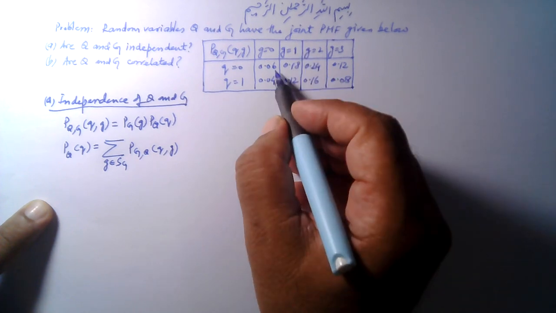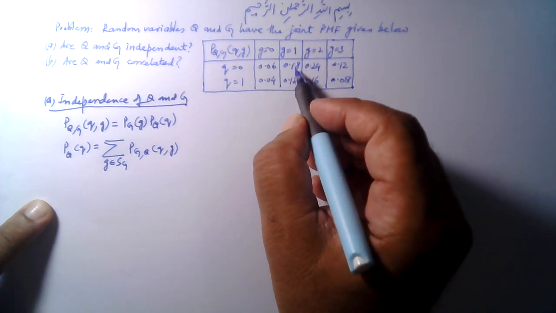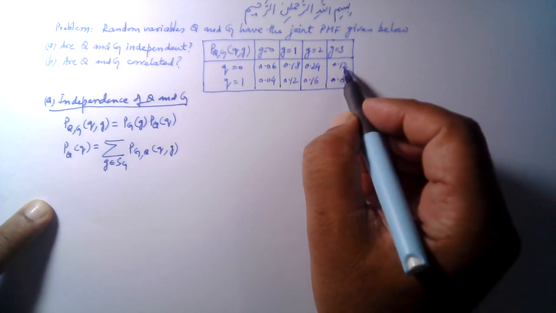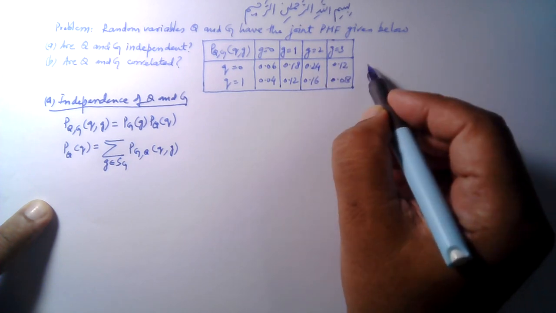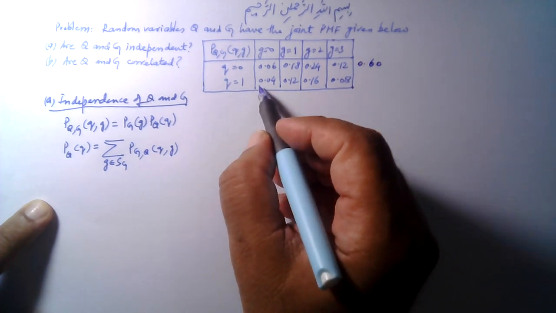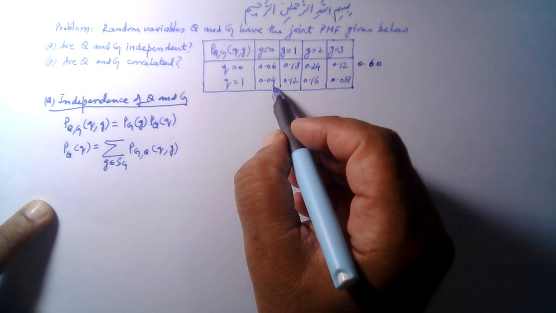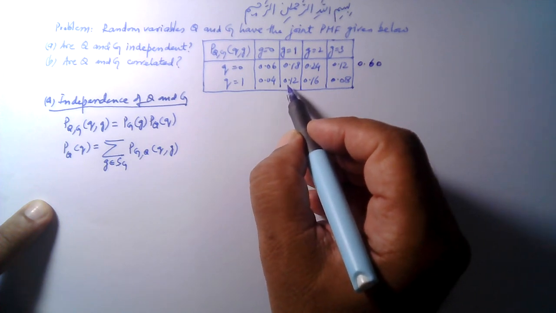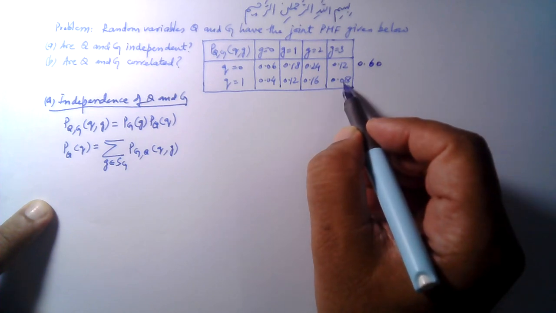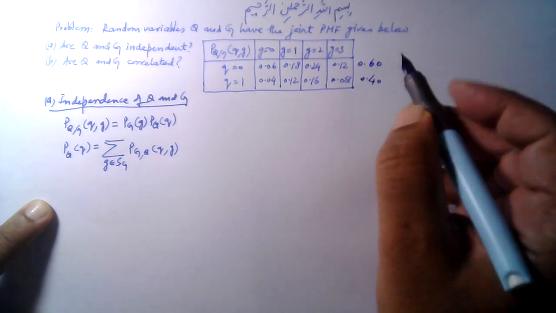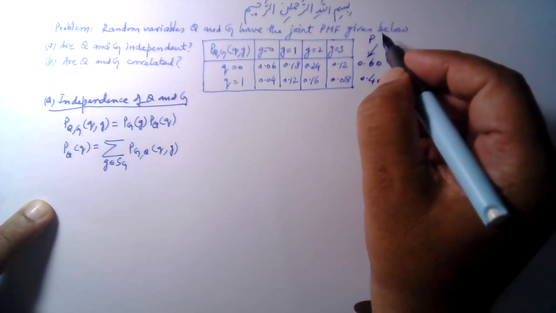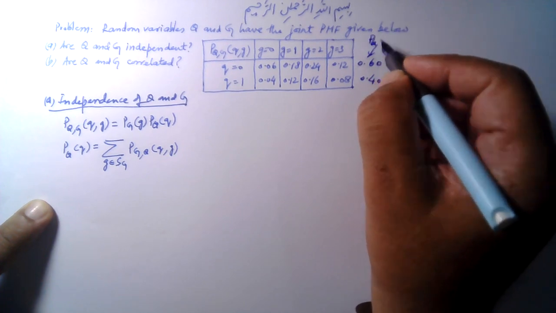So 0.06 plus 0.18 is 0.24, plus 0.24, that is 0.48, and plus 0.12 is 0.60 here. And similarly for Q is equal to 1, we have 0.04 plus 0.12, that is 0.16, plus 0.16, that is 0.32, and plus 0.08, that is 0.40 here. So what we have here is the marginal PMF of random variable Q, right?